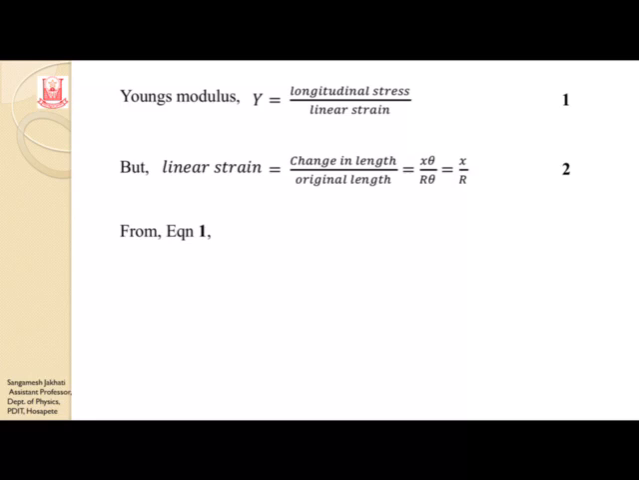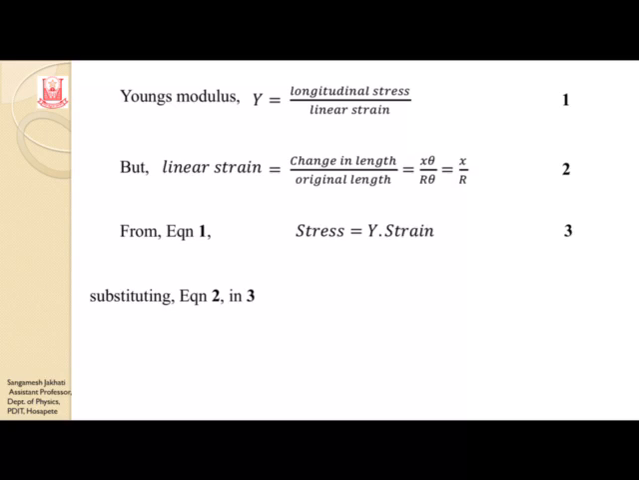So the change in length, we already got it as x theta, and the original length is r theta. Here theta cancels and we are left with x by r. Say this is equation 2. From equation 1, we keep stress on one side and cross multiply the linear strain with Young's modulus y. So we are left with stress equal to y into strain. Say that is equation 3.